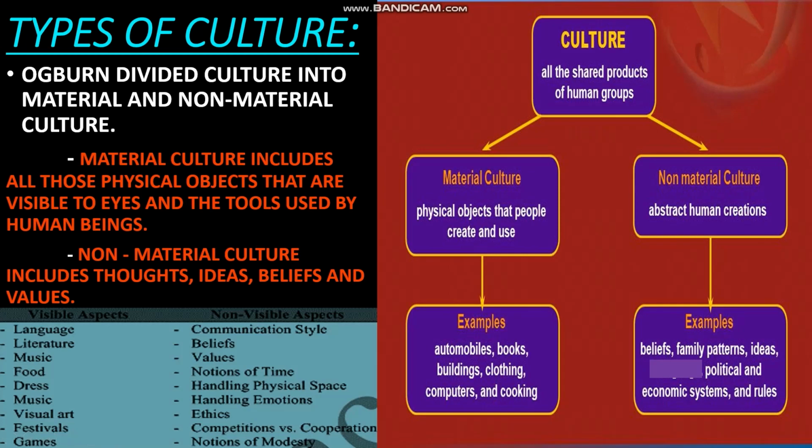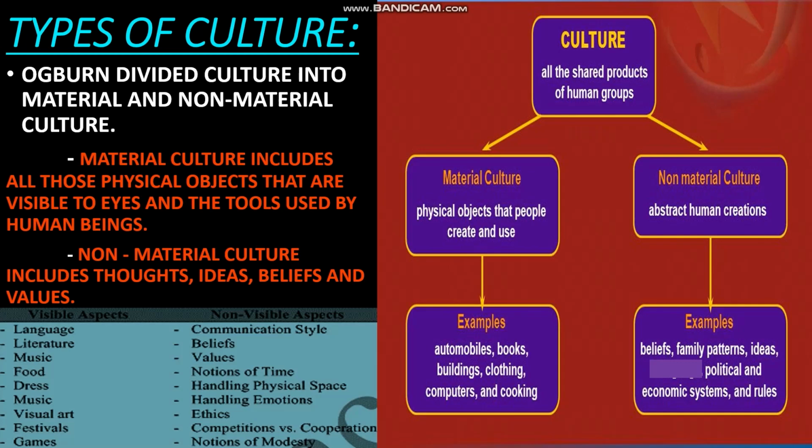Here, the material culture, if you see, is the physical objects that people create and use. According to Ogburn, material culture is created by human beings by converting natural resources into man-made structures like house, building, bridge, road, dam, machines, production centers, industries, computers, technology and others. These are the material culture, and material culture is called civilization. Material culture undergoes change swiftly.